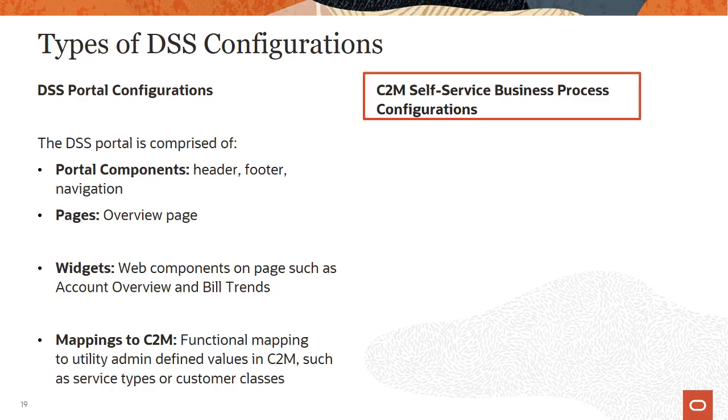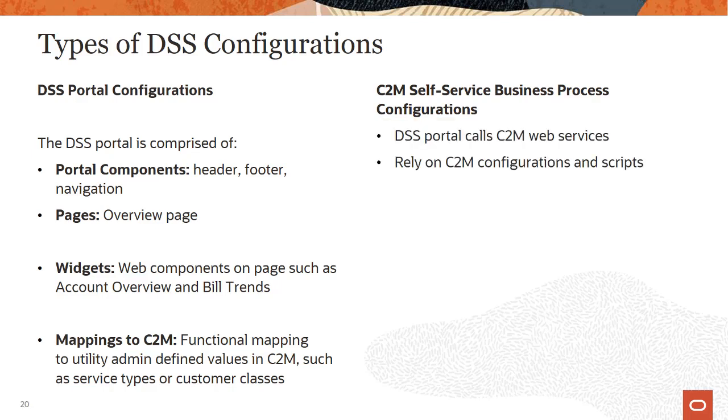We also have customer to meter self-service business process configurations. The DSS portal calls C2M web services. The C2M web services rely on C2M configurations and scripts to define the business logic for a given self-service process. For example, the budget plan eligibility process.